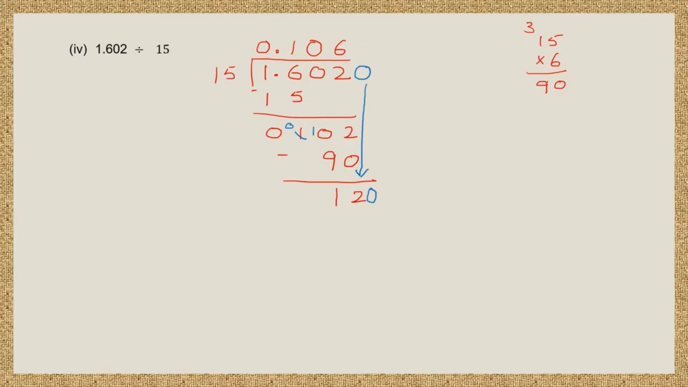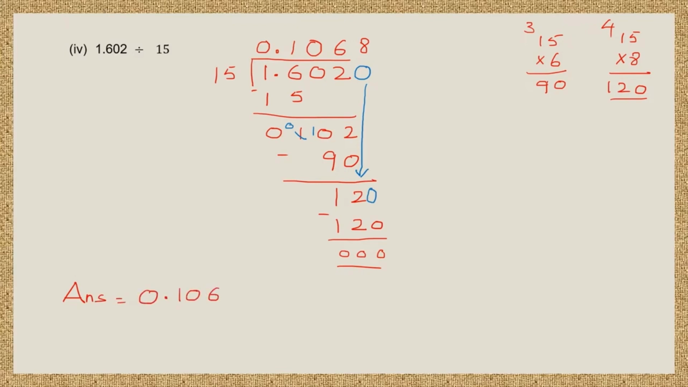Now I have 120. I can continue my division. 15 into, let's try 8 and see. 8 fives are 40. I carry 4. 8 ones are 8 plus 4 is 12. So I've got 120. So let me write that. 8 is 120, minus, I get 0. So I have got my final answer as 0.1068.